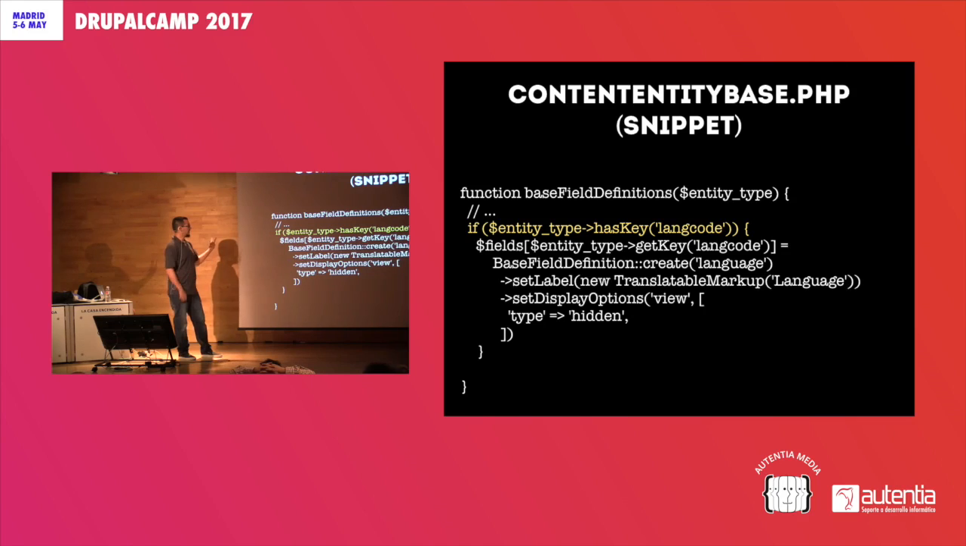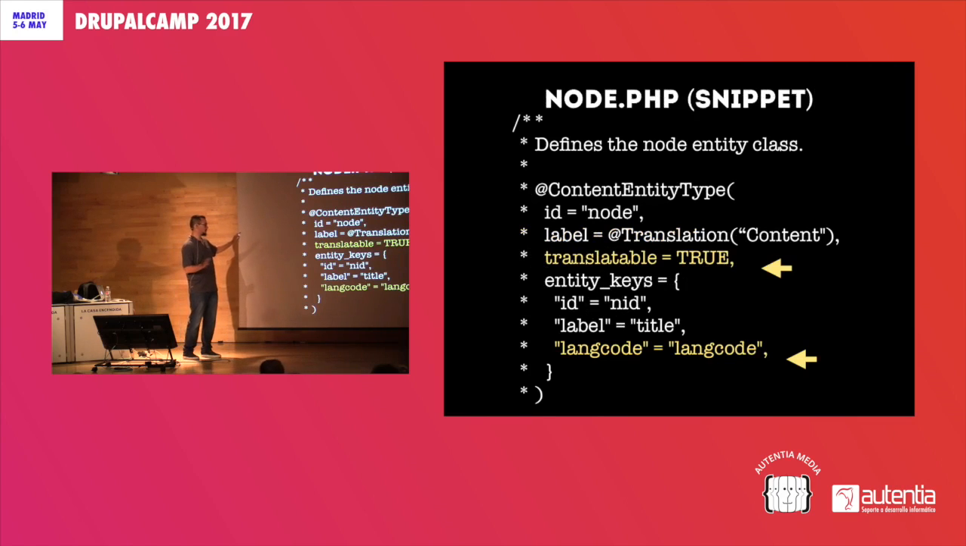And here, the base field definitions method in content entity base already checks if there's a lang code key. It will create the lang code field for you. So you just need to say, I'm translatable, and this is the name of my language field, and that's it. This allows your site builders to configure translatability on your content entities.